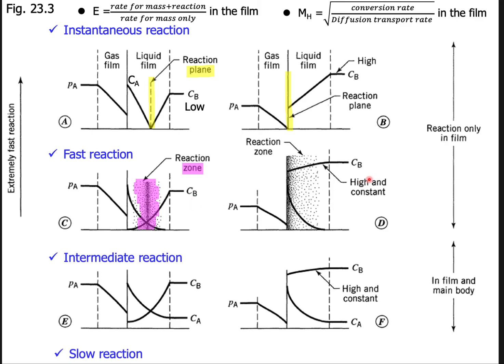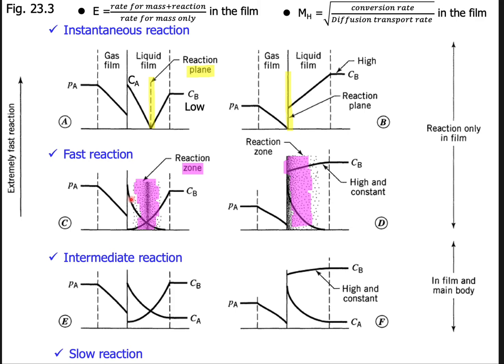When you increase the concentration to high CB, you will see that the reaction zone will be pushed to the interface between the gas and liquid phases. Why is this? Because B cannot enter the gas phase. So the only possible reaction plane is at the interface between gas and liquid. So no matter whether it's instantaneous reaction or fast reaction, all the chemical reaction only happens in the liquid film layer. No chemical reaction happens in the bulk liquid.